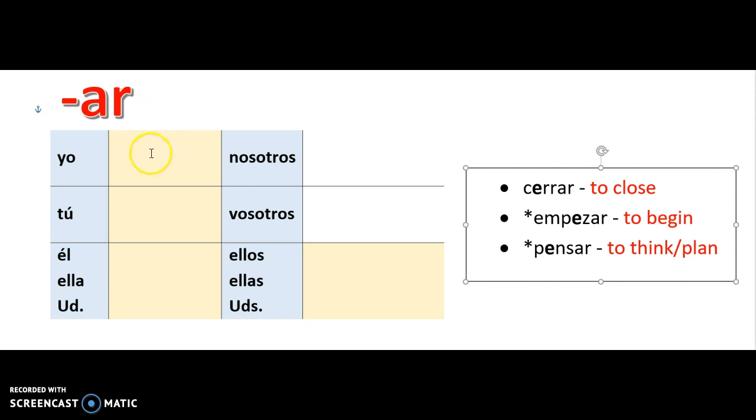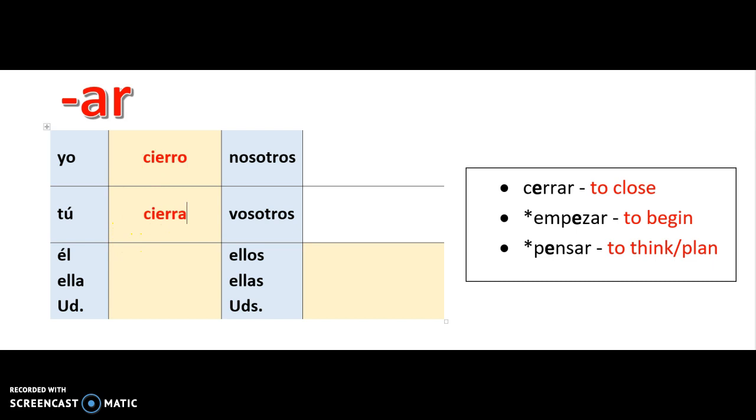Let's go over here to the yo form and go ahead and start filling in our chart. So the E in cerrar, let's just type in our infinitive there. I realize that's not the conjugation, that's not what goes there. We're going to do two things. We are going to first stem change our E. It becomes an IE. We are going to chop off our AR. We're going to add our yo ending for an AR verb. You already know that's O. So yo cierro.